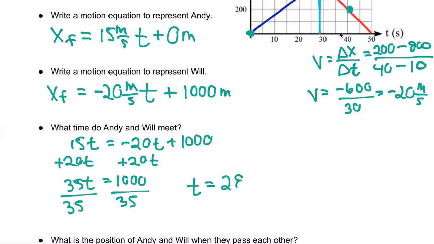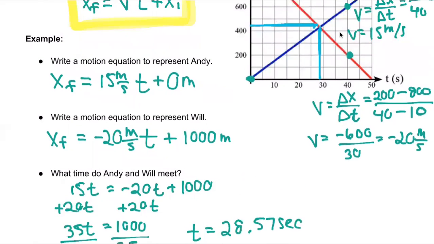We're looking for 28.57 seconds. And if you're off on your rounding, that's okay. That's the time they're going to cross with each other. Now, if we compare it to our graph, we said it's going to be somewhere between 25 and 30 seconds. So that actually works out pretty well.